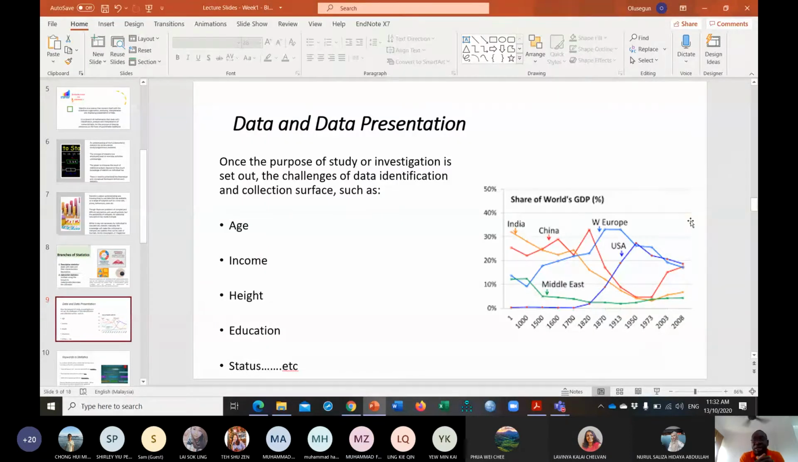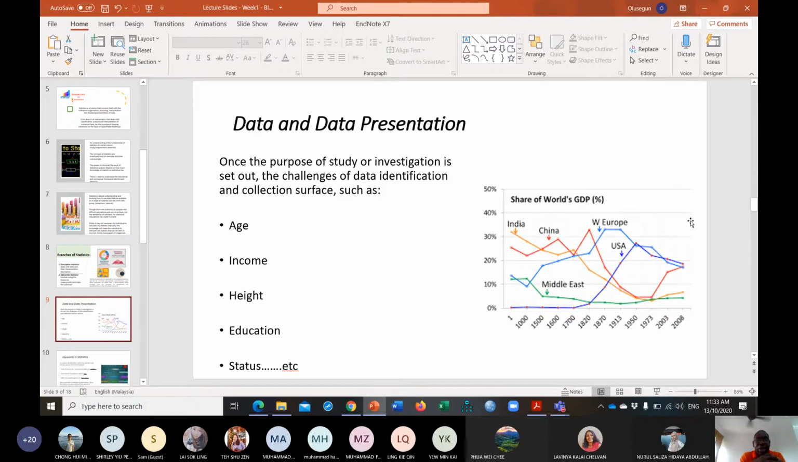So now, data and data representation. When we are setting up to do statistics, the purpose is to investigate a particular set of challenges or a set of ideas or a set of problems. We want to solve a problem. So we may need to collect different data. For example, the data might have to do with age, income, height, education, or status.